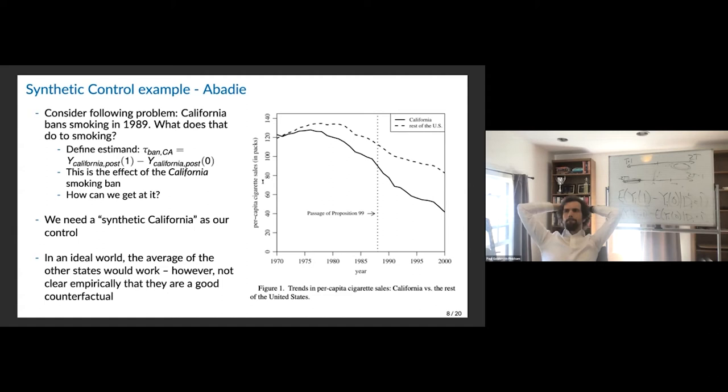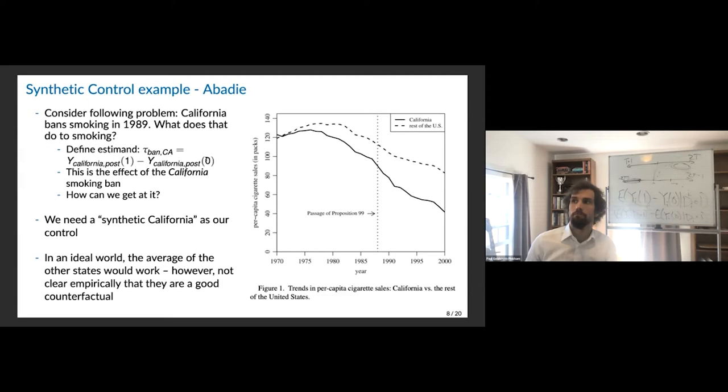In 1989, California banned smoking. This Proposition 99 passes, which bans basically sales of, I'm trying to remember the exact stipulation of it. It doesn't ban smoking altogether, but it substantially reduces the ability to smoke in California. And so the causal question you might have in mind is, what would have happened in California in the absence of the ban? What was the effect of the ban on smoking in California? That's a very local causal question, in the sense that it is specifically about the causal effect of the ban in California in the post period, relative to some counterfactual world where they hadn't imposed it.